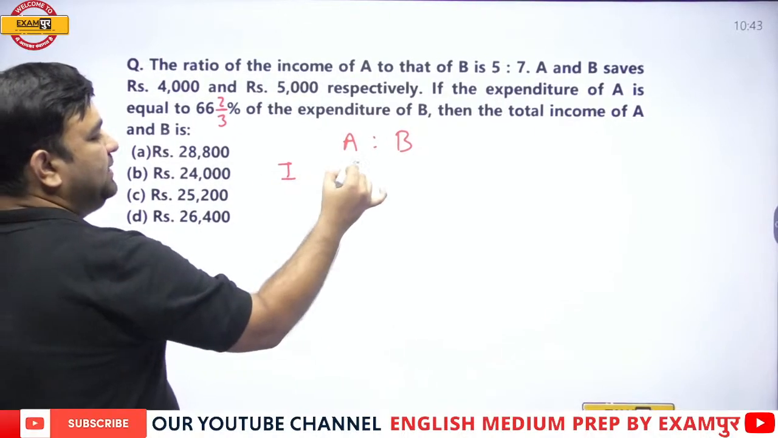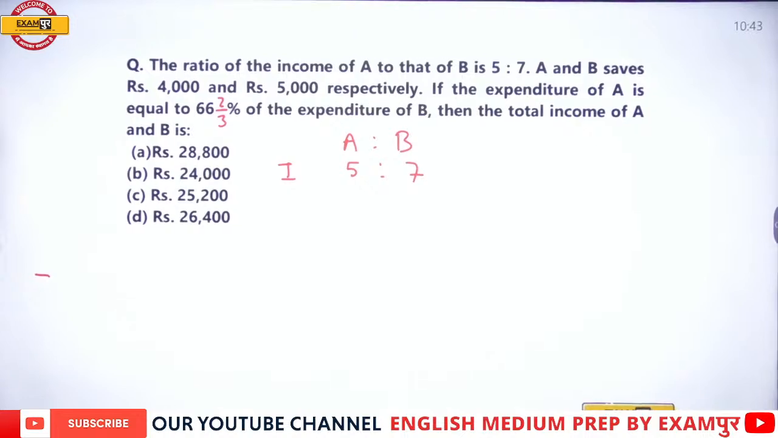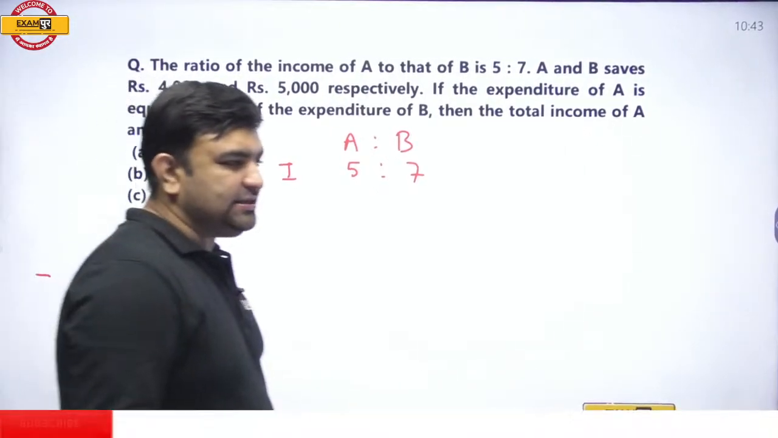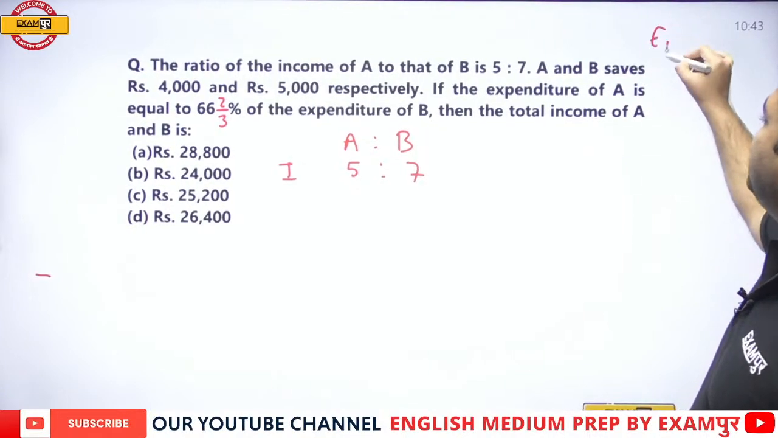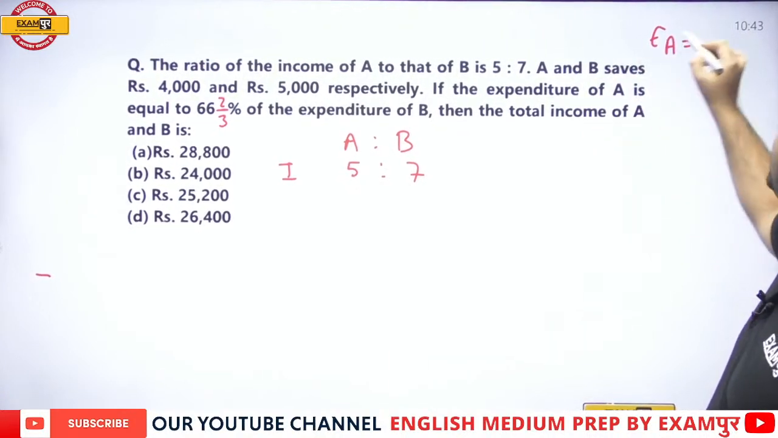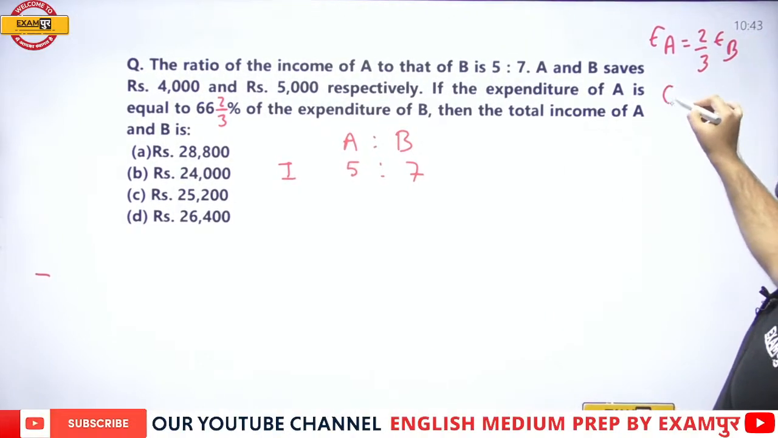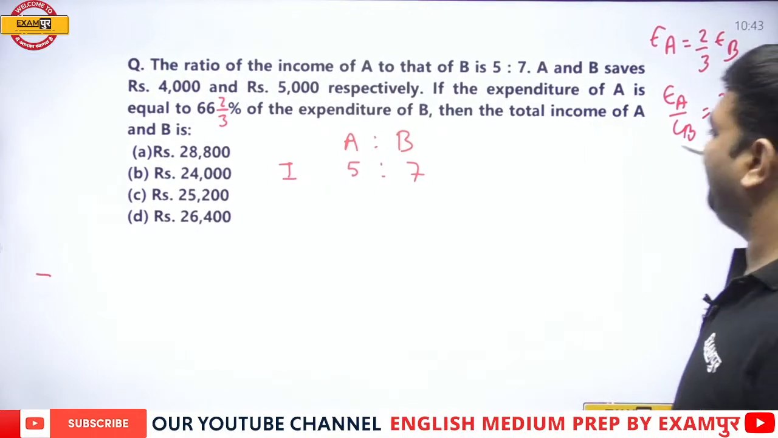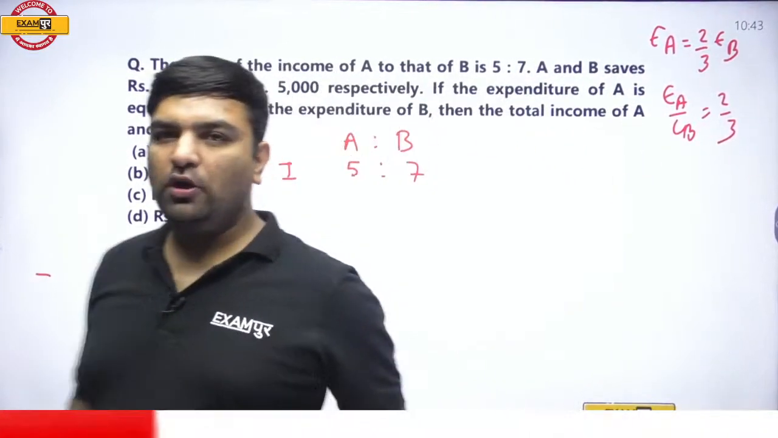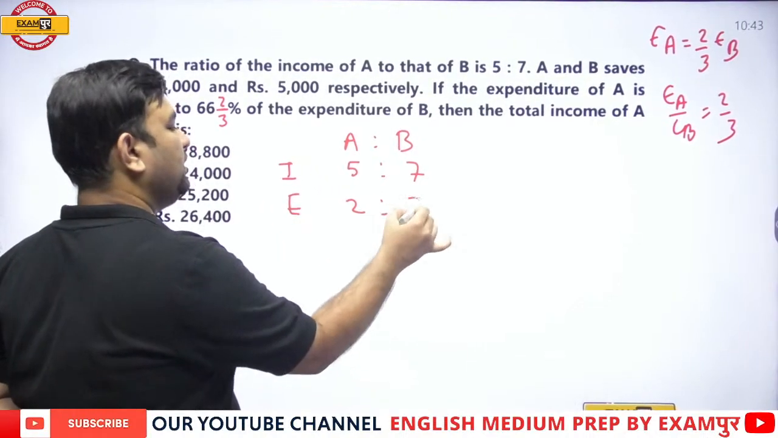Income of A and B is in the ratio 5:7. Expenditure of A is 66 2/3% of B. So can I say expenditure of A, 66 2/3%, is 2/3 of the expenditure of B? So the expenditure of A and the expenditure of B is in the ratio 2:3.